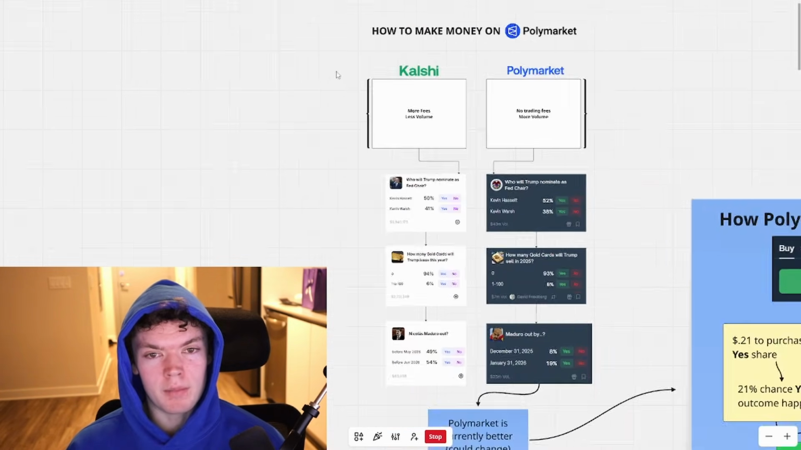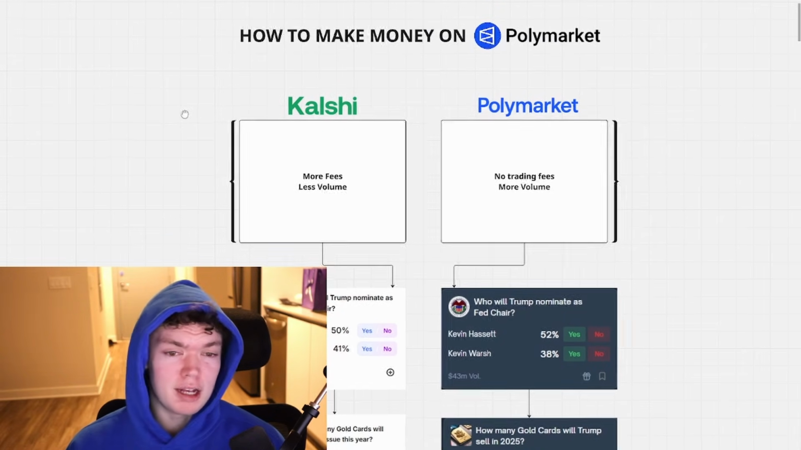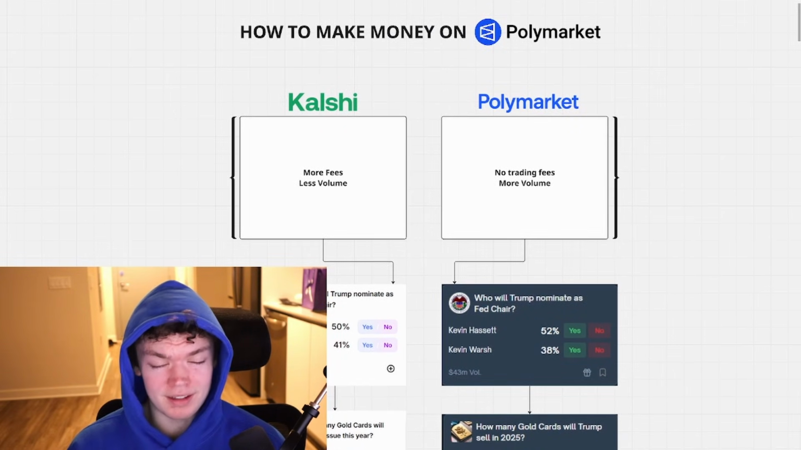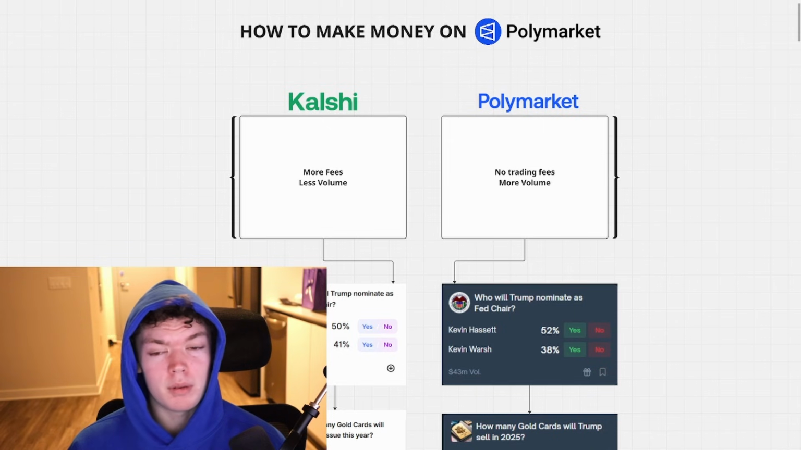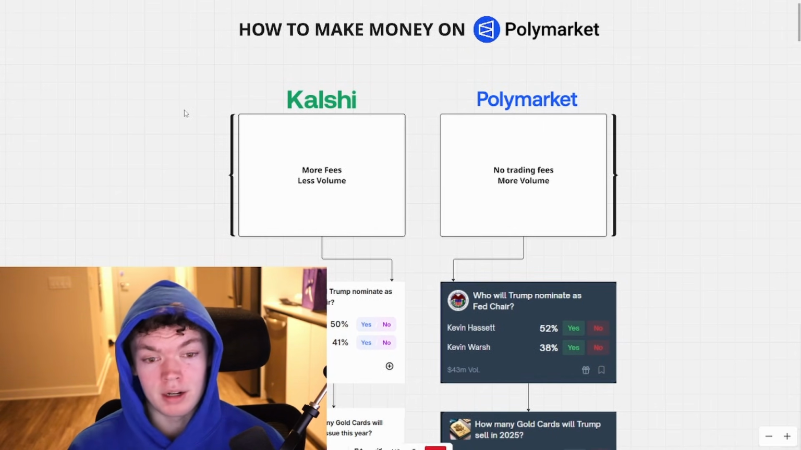So how to make money on Polymarket. There's two options, Kalshi or Polymarket. Kalshi has trading fees and it has less volume. Polymarket, there's no trading fees and there's more volume. So Polymarket currently is better.